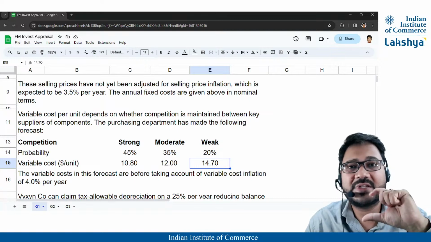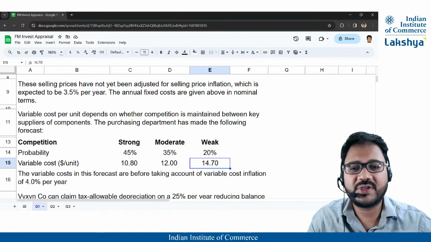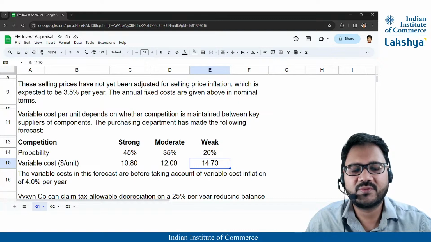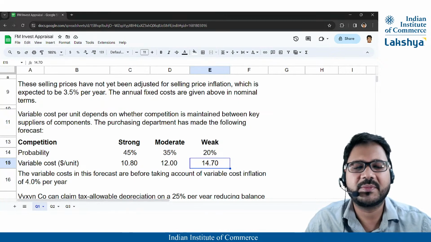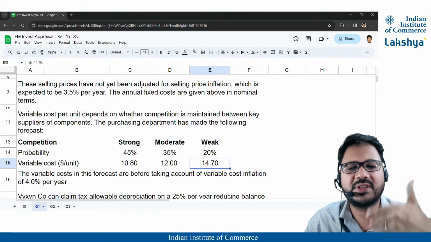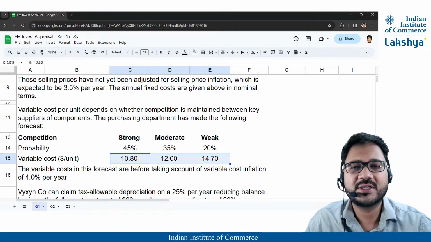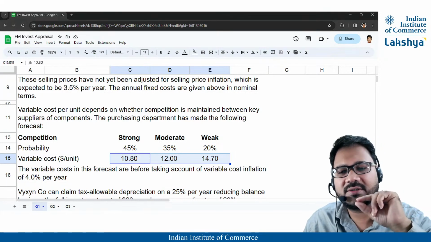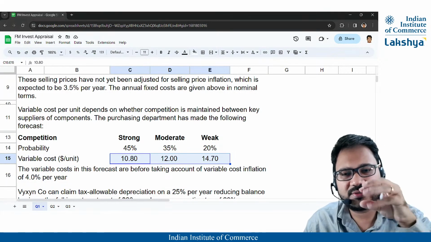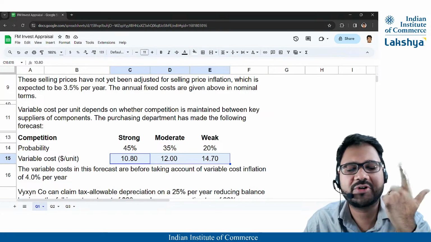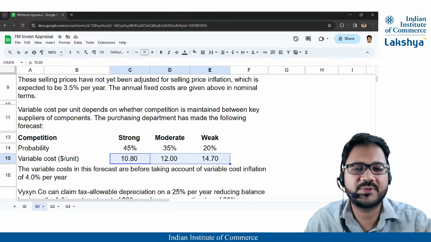So there are different scenarios given to us, and we have to find the expected variable cost. It's nothing but 45% into 10.8, 35% into 12, 20% into 14.7, add all of them up. That's your expected variable cost, and with that, you can proceed. Keep in mind, these are not different years. It's relating to the same year. It's only whether the competition is strong, moderate, or weak. Based on that, the variable cost would vary.